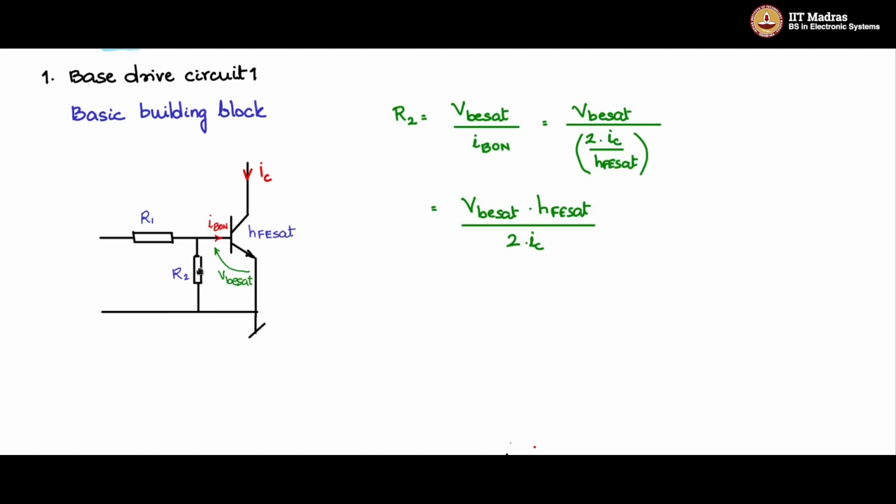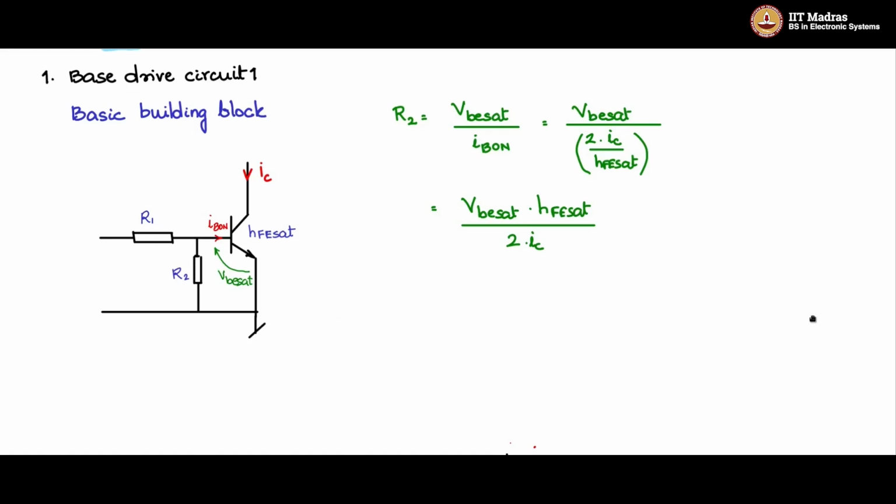You can also choose the power rating of R2 because you know the current that is going to flow through it. IB on into root of the duty cycle will give the RMS current. Thereby you can find the IRMS square into R, the power dissipation of the resistor.